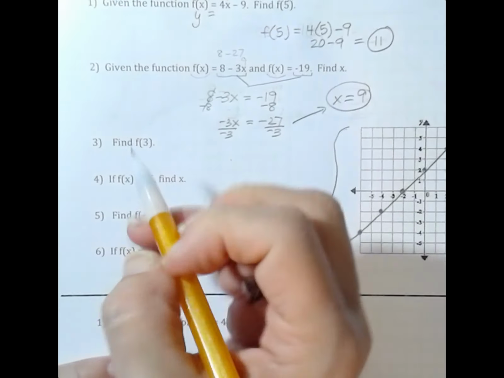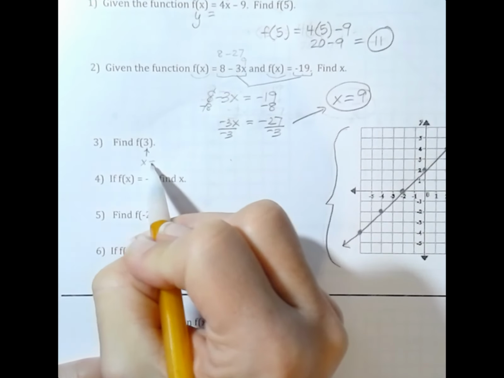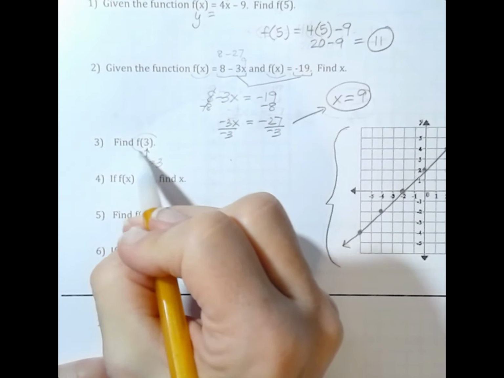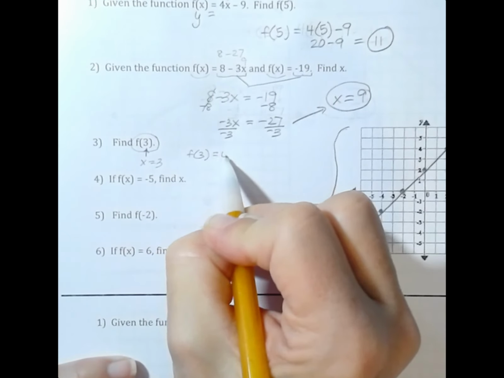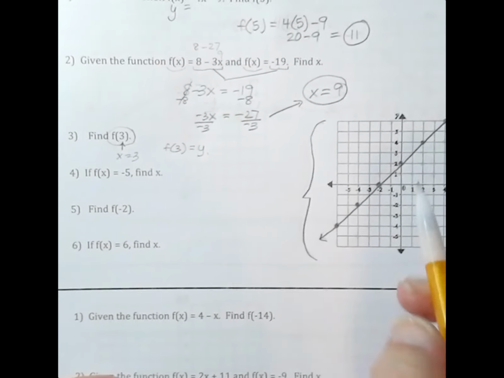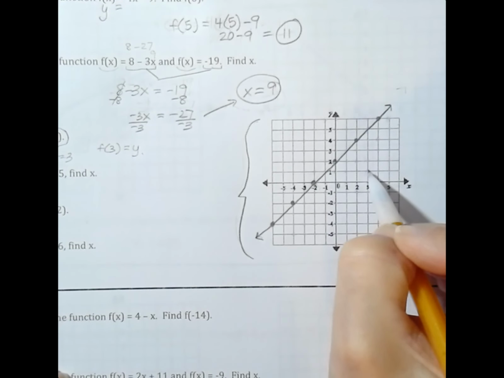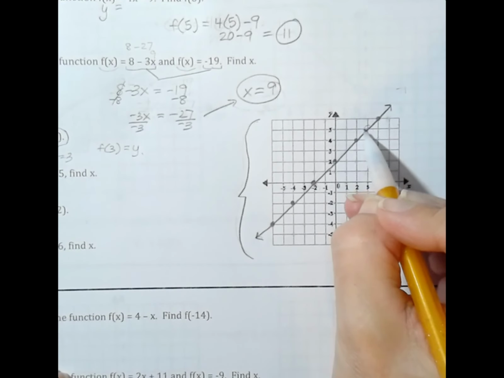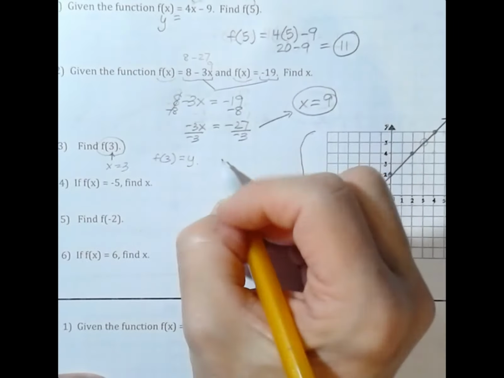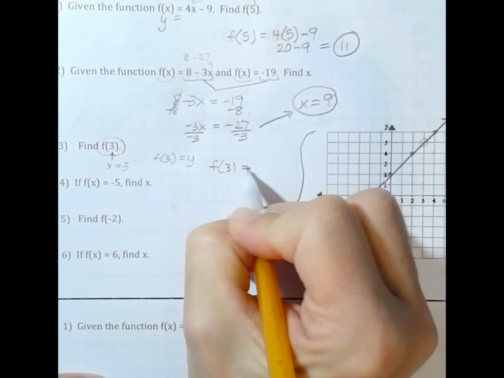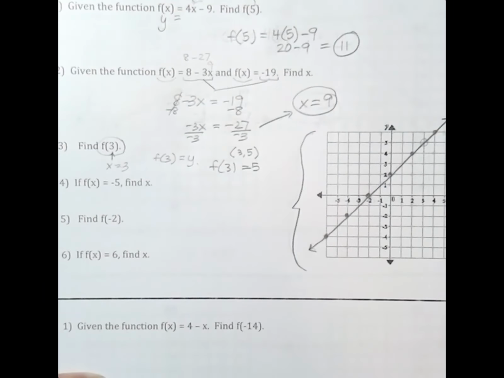Okay, for number 3, they're asking find f of 3. So remember, 3 is your x value, and we're trying to find f of 3, which is equal to your y value at 3. So if we look at our graph, we want to go over to an x value of 3 and then look up to see what our y value is. Looks like our y value is 5. So f of 3 is equal to 5. It's basically like finding the point 3 comma 5 on your graph.